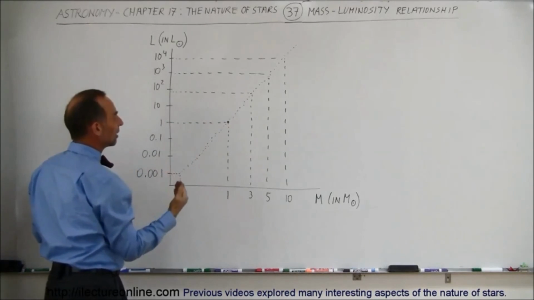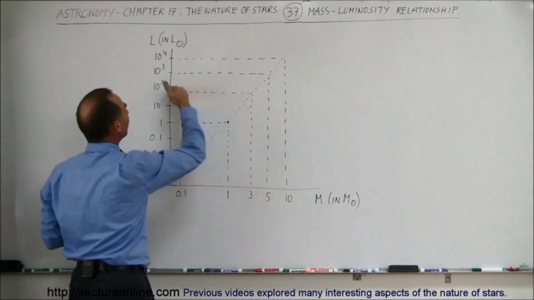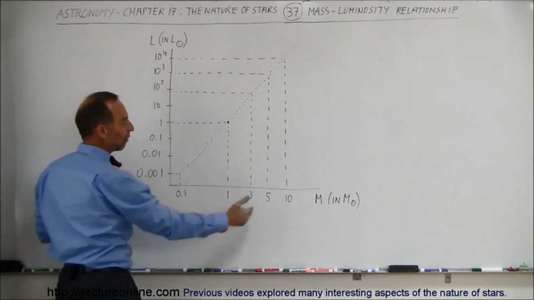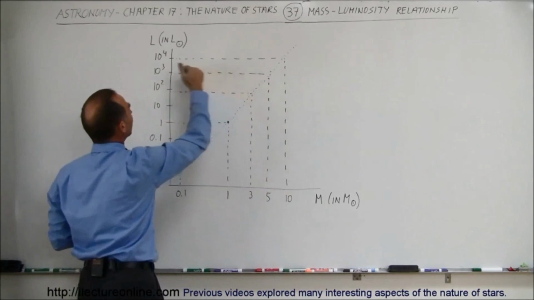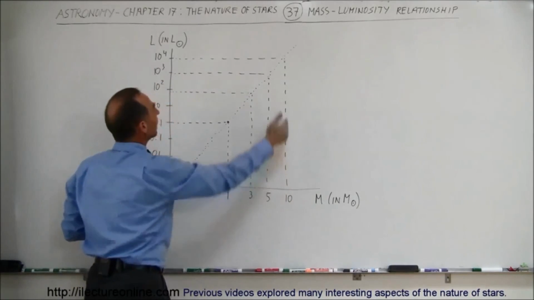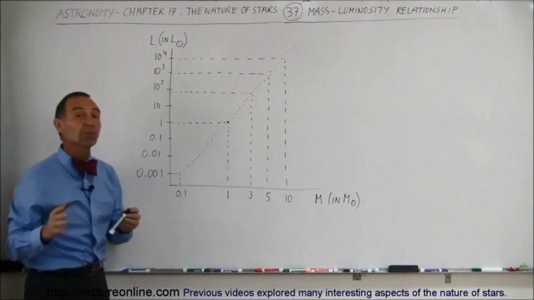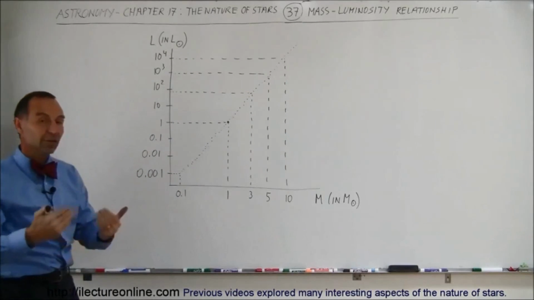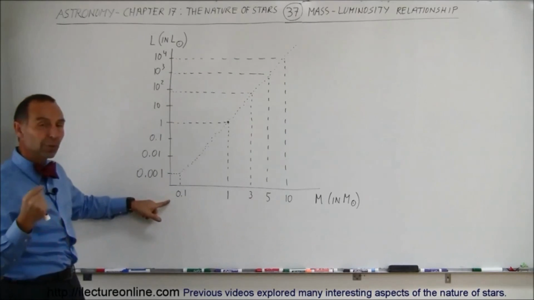But then if we have a star that is 3 times the mass, it is roughly about 100 times the luminosity. If you have a star that's 5 times the mass, it's roughly 1,000 times the luminosity. If you have a star that is 10 times the mass of the sun, it has roughly 10,000 times the luminosity of the sun.